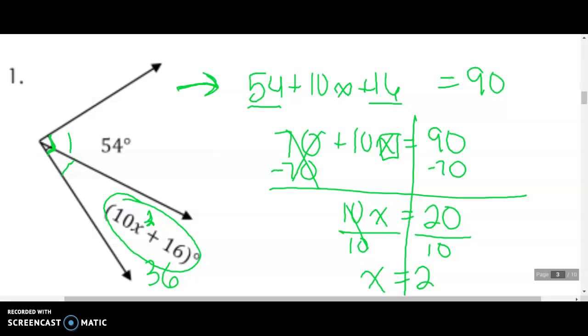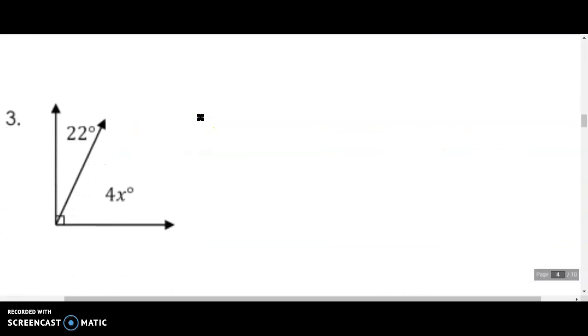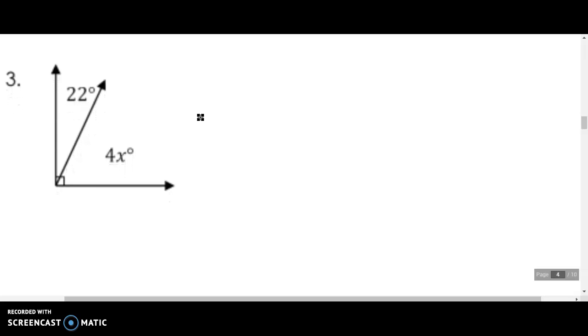Does it make sense that this angle is 36 and this angle is 54? It sure does, because 36 plus 54 equals 90, and so there's your proof that we did it correctly. Now you see where we're doing algebra and angle relationships.